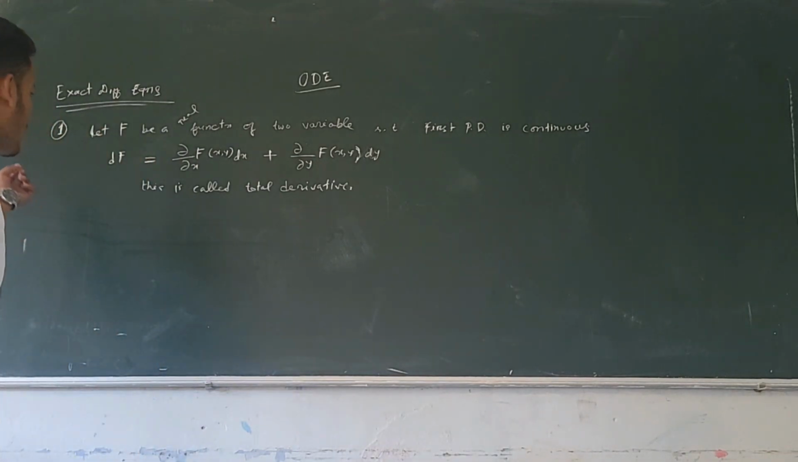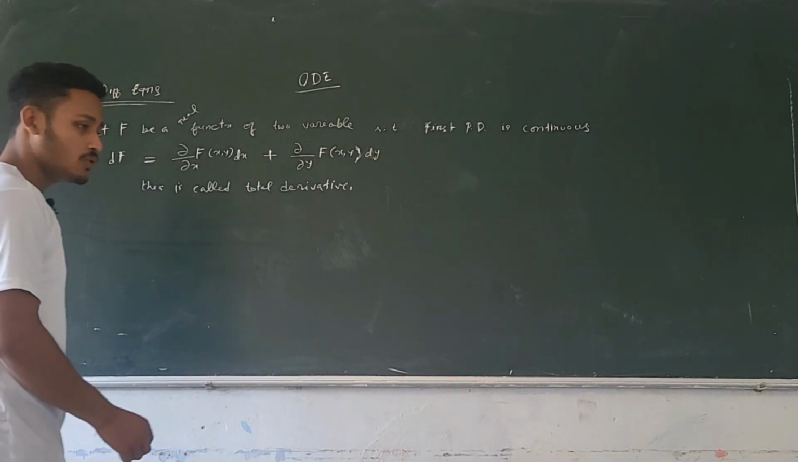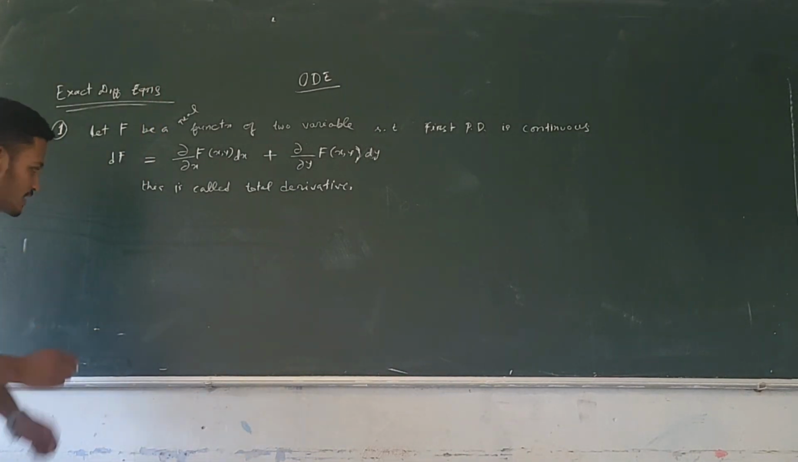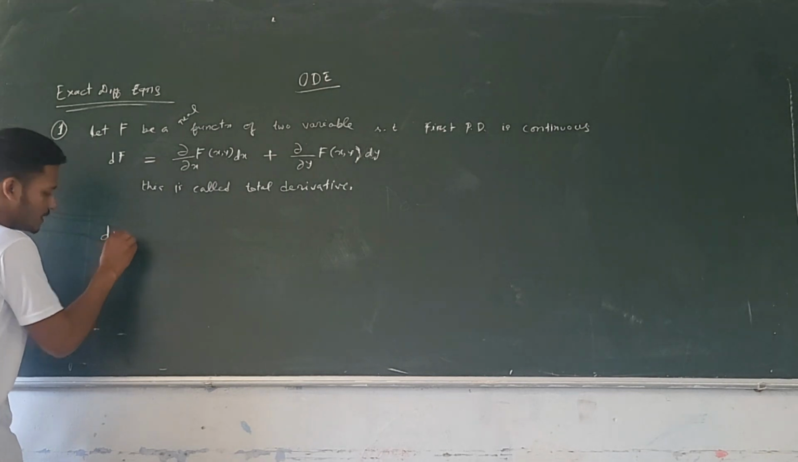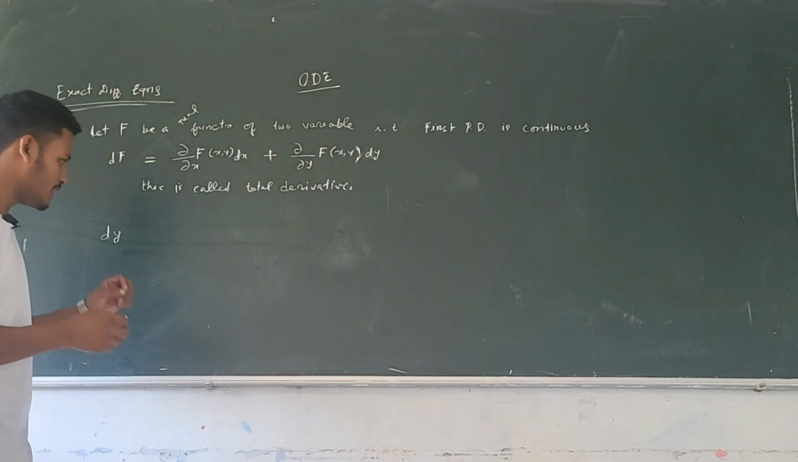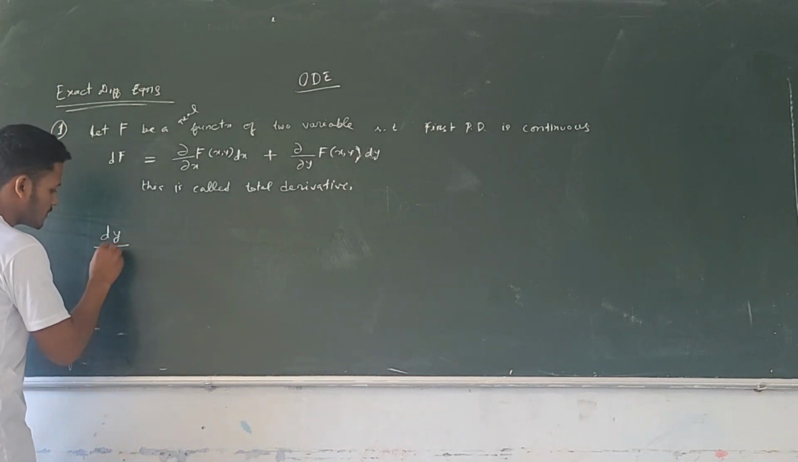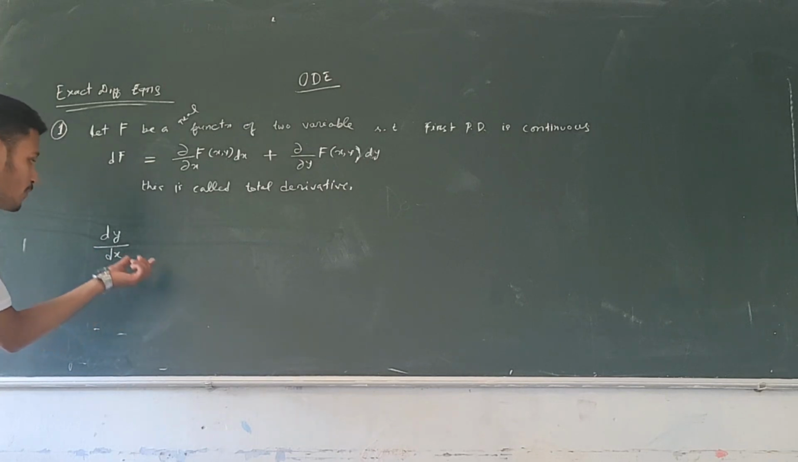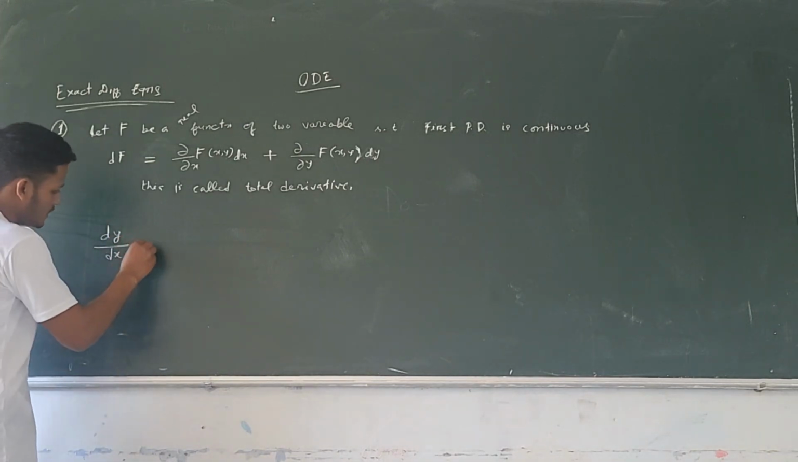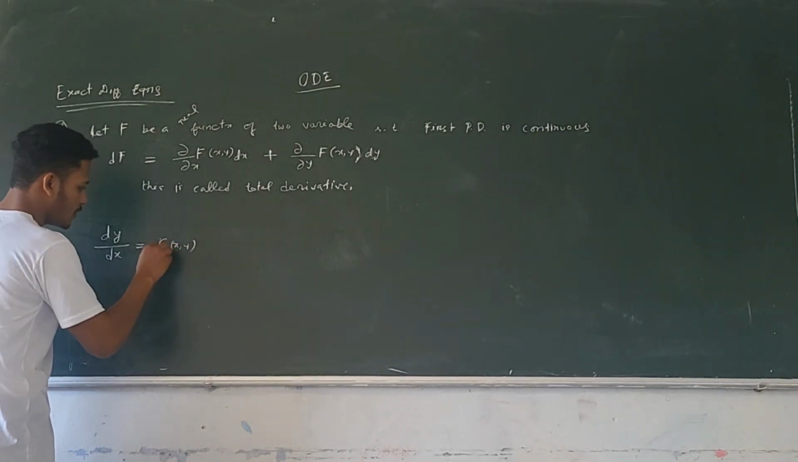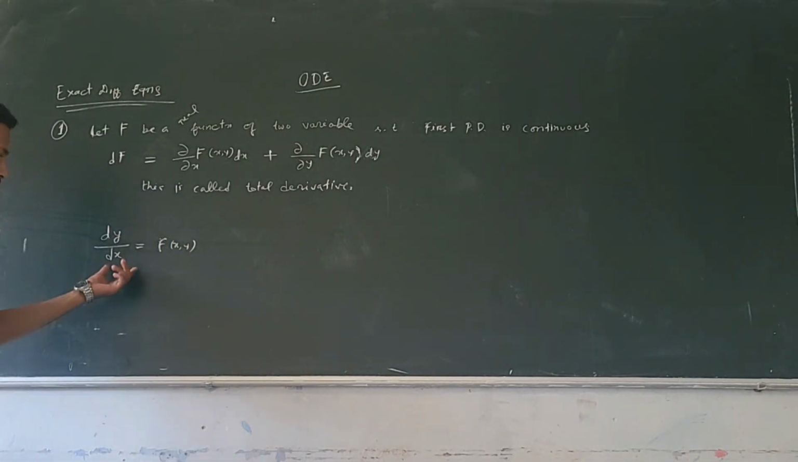Now we have understood what is total derivative. Now we can go to exact differential equation. So what is a differential equation? You can express a differential equation in two ways. First is a differential equation expressed in the form of a derivative: dy by dx equals f of x, y, let's suppose small f of x, y. So this is also a differential equation.